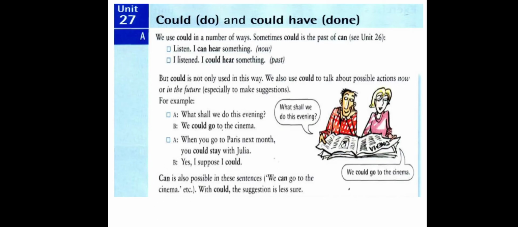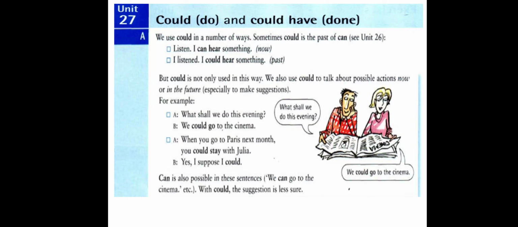Welcome to English Grammar 1, Unit 27. Could do and could have done. Could is followed here by the base form do, the base form of the verb, and could followed by have plus past participle. We use could in a number of ways.